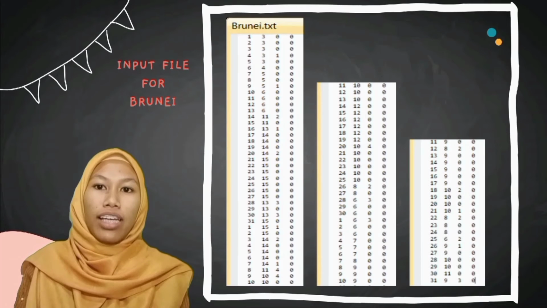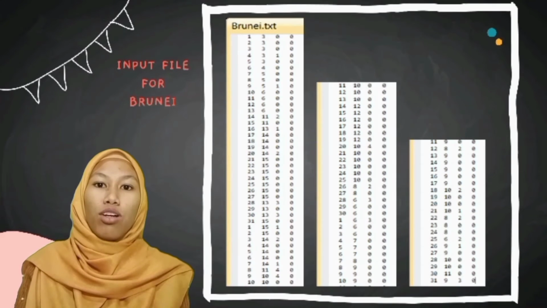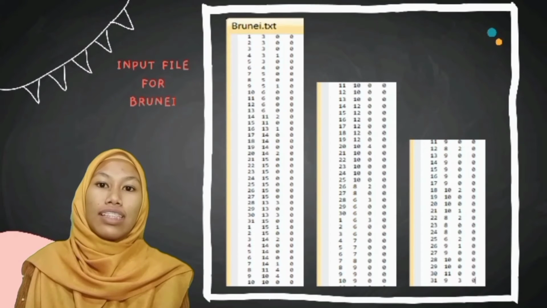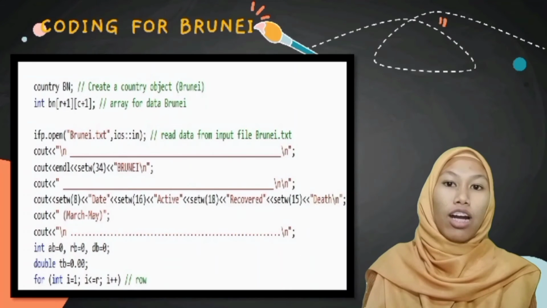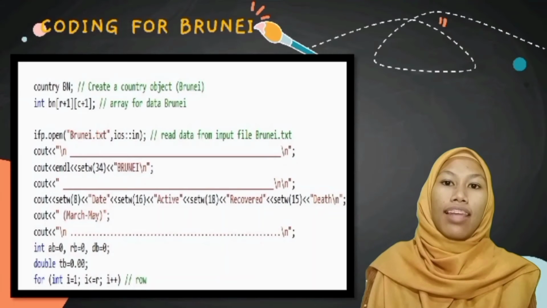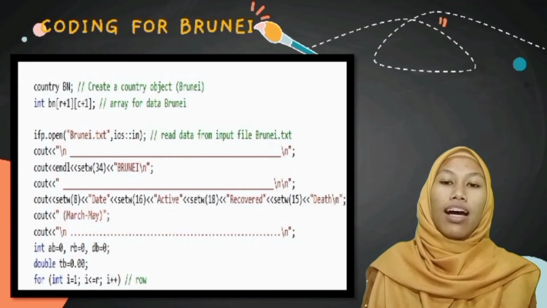Next, for Brunei, we need to create an input file named brunei.txt and fill it in with the data for active, recovered, and death COVID-19 cases. For the coding, firstly, we have to declare an object for class country, which is BN. Then the array for data of Brunei is int BN R+1 C+1.